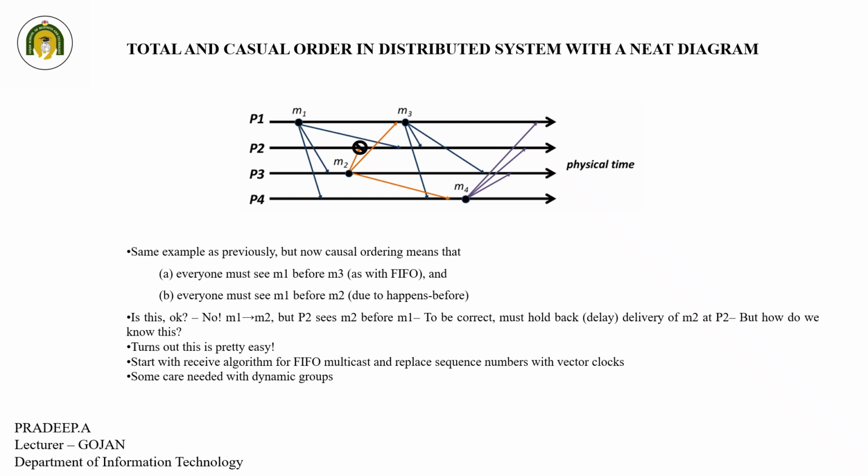Hello everyone, in this video we are going to see the total and causal order in distributed systems. So everyone must see the M1 before the M3, as in the first in first out algorithm.